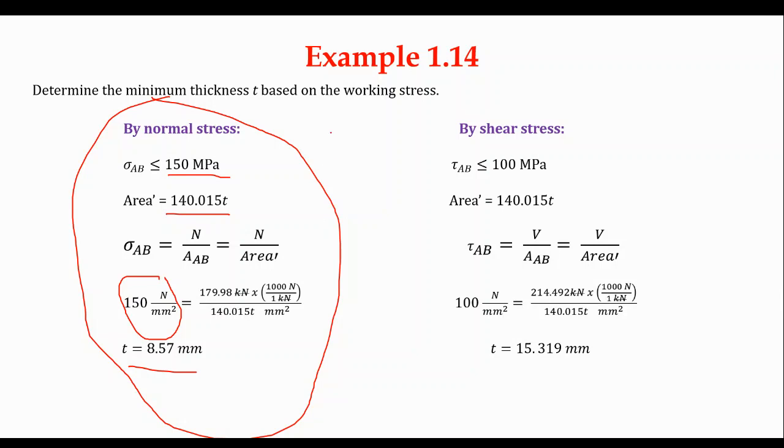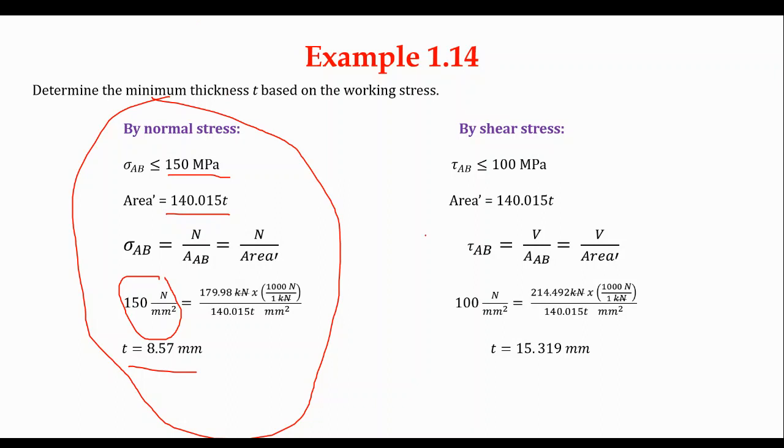Now, ang pasabot ana, kung ato ang agdon si normal stress para dili siya mag-fail, ang minimum na area niya or ang minimum thickness na kailangan 8.57. So kaya pa niya magpapayat up until 8.57 millimeters. Okay? How about by shear stress?